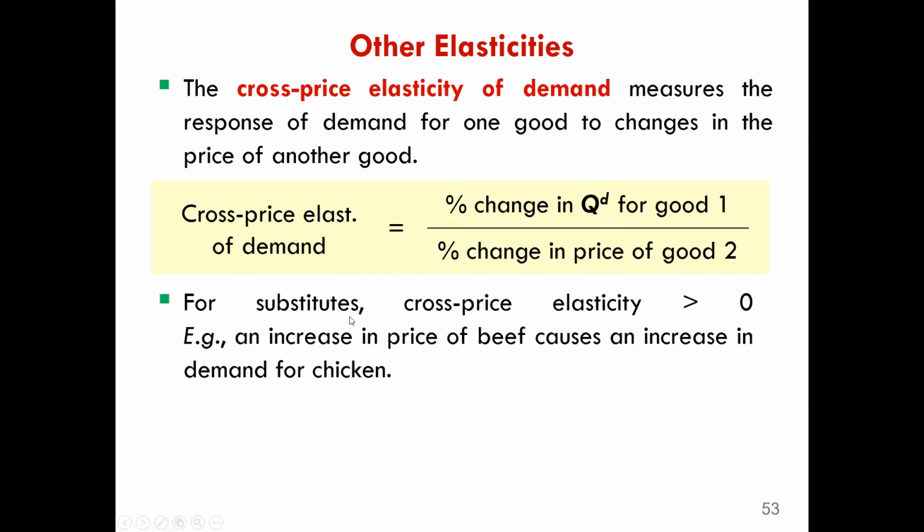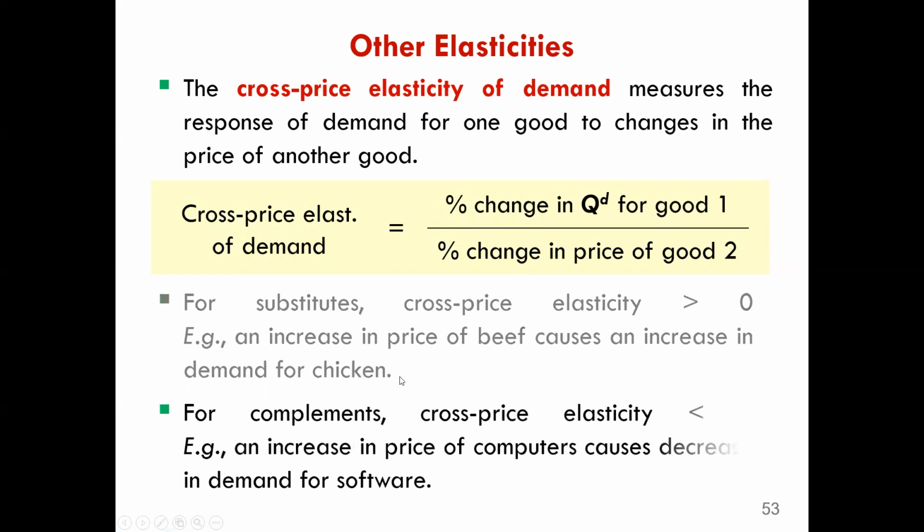For substitutes, cross-price elasticity will be greater than 0. An example is an increase in the price of beef causes an increase in demand for chicken. And then for complements, the cross-price elasticity is less than 0. The example is that an increase in the price of computers will cause a decrease in demand for software.